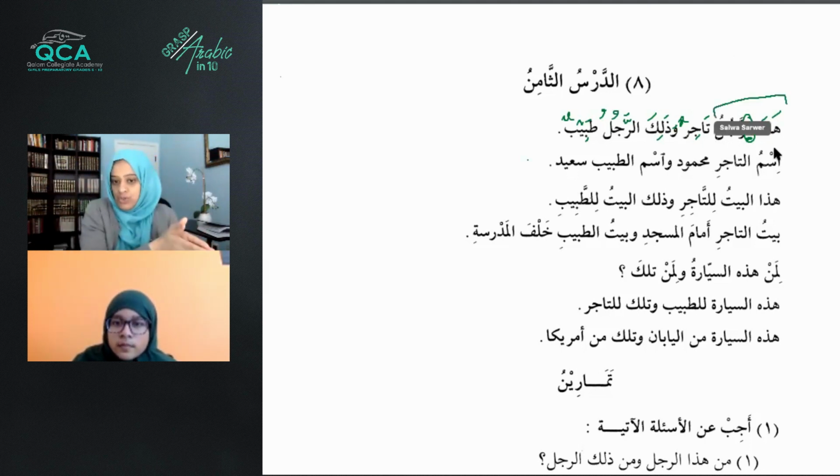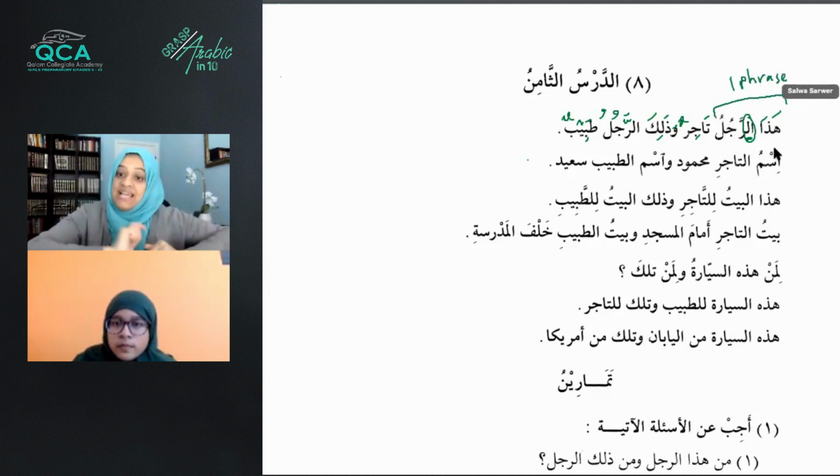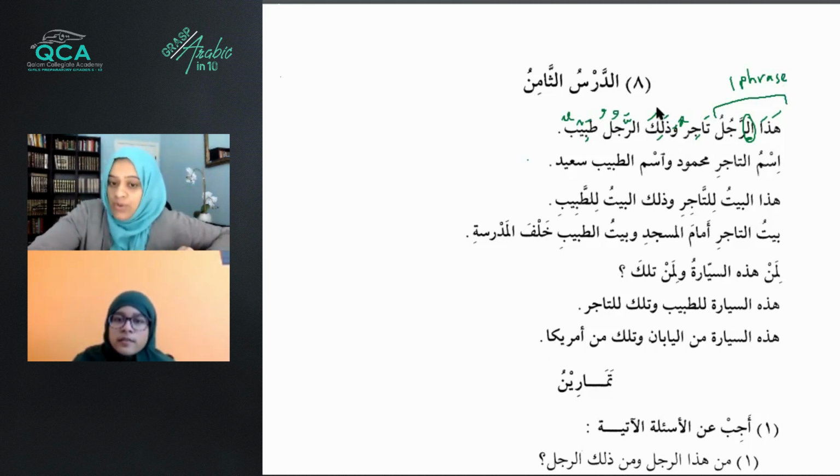And then you have تاجر. So proper plus common, there's an invisible "is" in the middle, right? So in order to make sense, that's how you polish it. This man is a businessman or a trader. Okay? هذا الرجل تاجر. Okay, then go ahead.